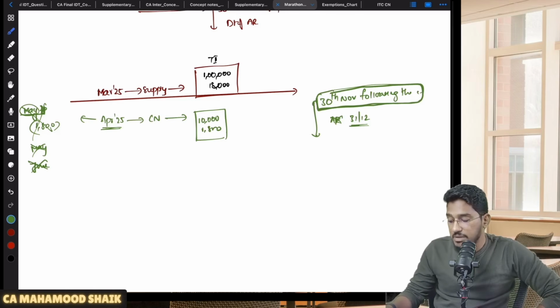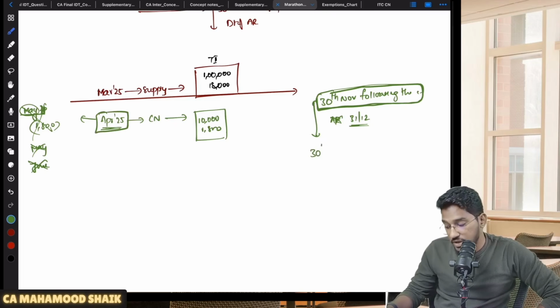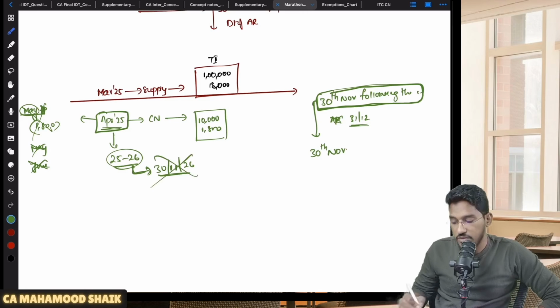Now, what is the maximum time limit which is available for declaring this credit note in the GSTR1? So 30th of November following the end of the financial year. This credit note was issued in which year? 25-26. So 30th of November following the end of the financial year means what? 30th of November 2026. This credit note was given in the financial year 25-26, no. So this financial year is going to end on 31st of March 2026, no. That means 30th of November 2026. Till this time, this is the maximum time limit within which I am required to declare that credit note in my GSTR1. Correct or not? No. Incorrect.